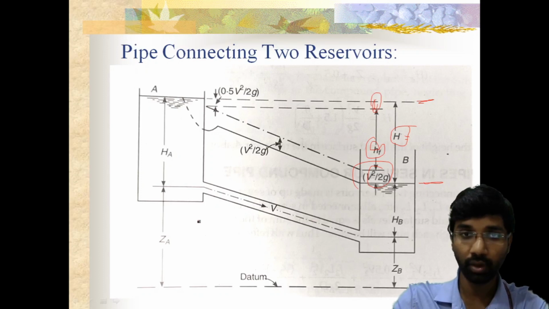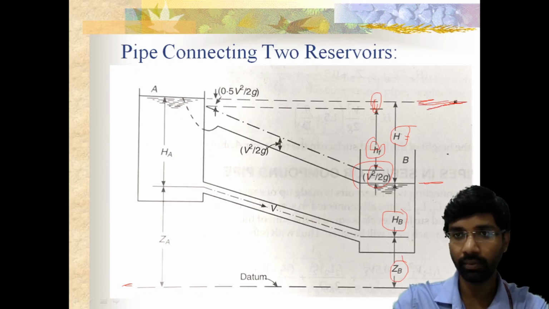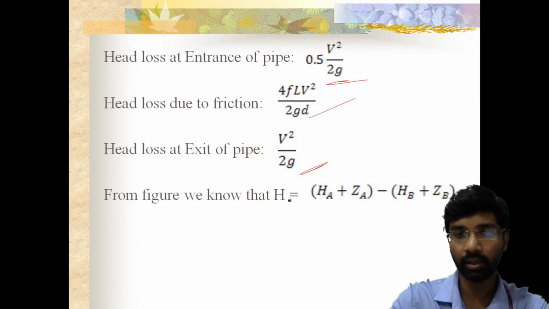But if you observe this carefully from the datum line, HA plus ZA minus HB plus ZB will give you the difference H. Observe the two levels. This is the main level, this is the main level. From this point, datum, the total height, if you observe carefully, ZB plus HB plus H is equal to HA plus ZA. So from this I can write capital H is equal to HA plus ZA minus HB plus ZB.